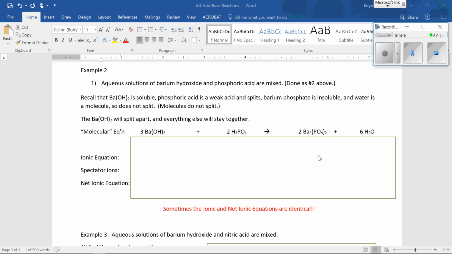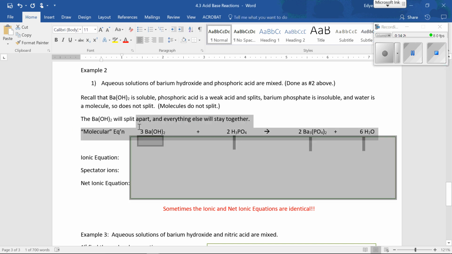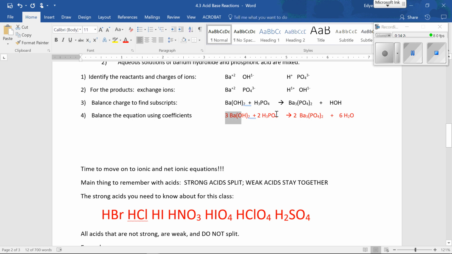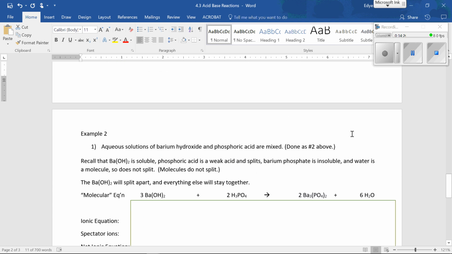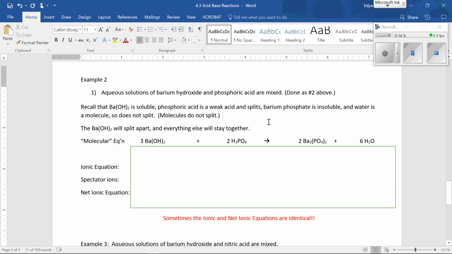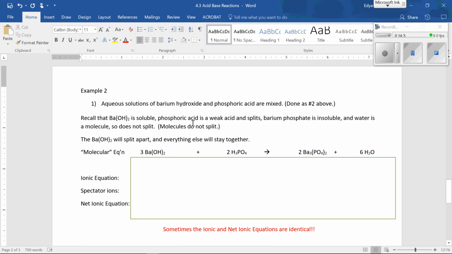All right, next example. That was the second one we did above. I just took this molecular equation directly from right here. I just copied that straight down to here. Now we're going to do the same thing. You have to figure out who splits, who doesn't. And I have it summarized here. We'll talk through it. Barium hydroxide is soluble. It splits.